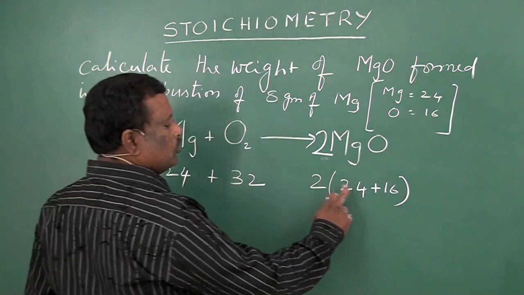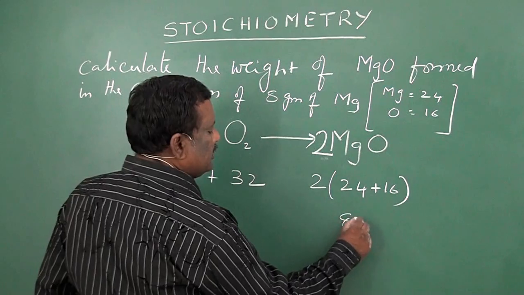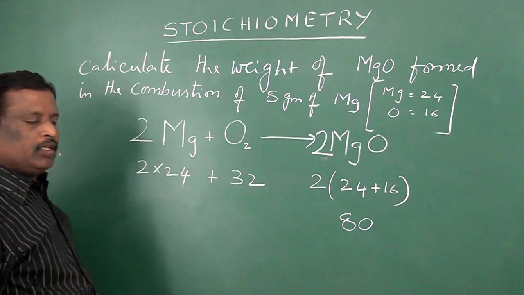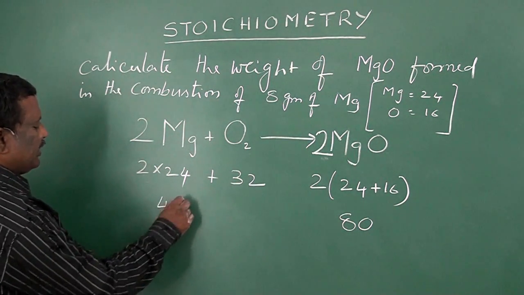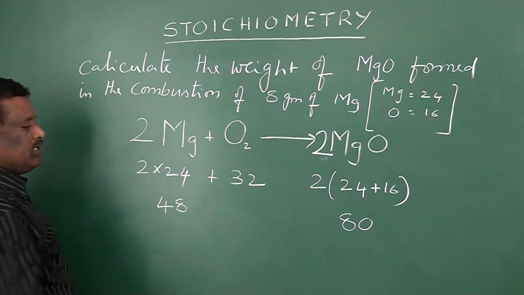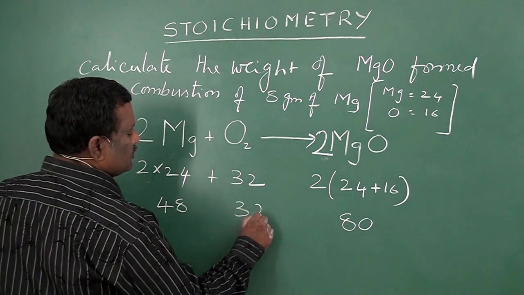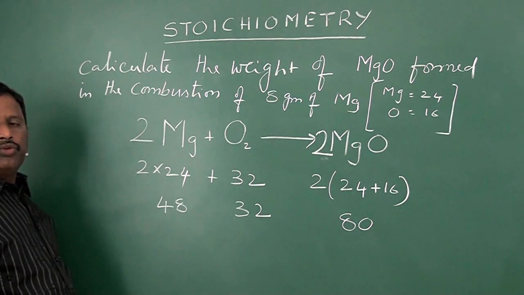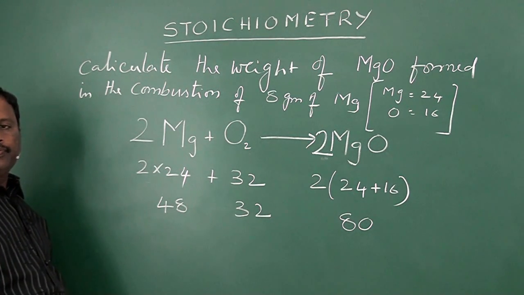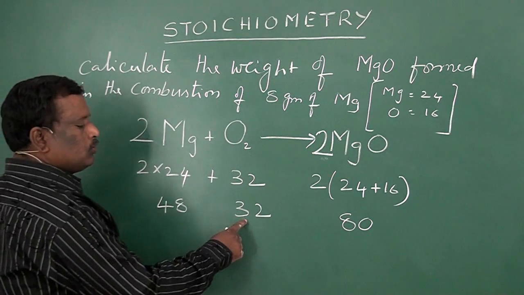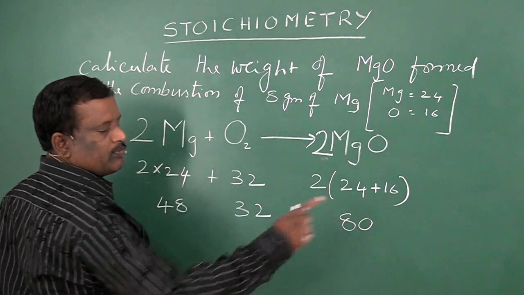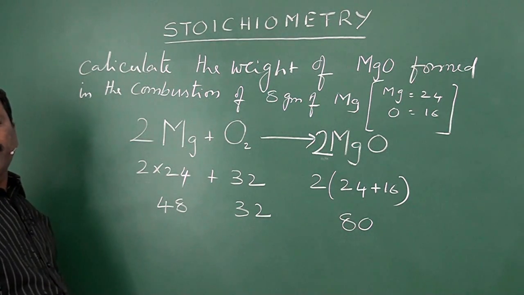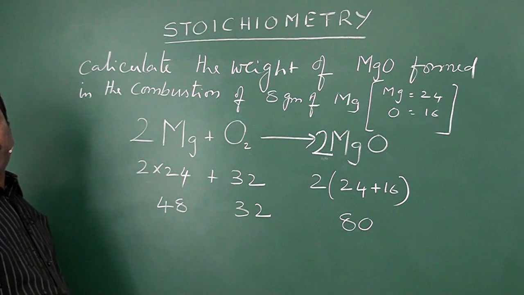24 plus 16 means 2 into 40, that is 80 grams of MgO. That means here 48 grams of magnesium is reacting with 32 grams of oxygen to give 80 grams of MgO. 48 plus 32 is 80. It was balanced, so this reaction is according to stoichiometric calculations.